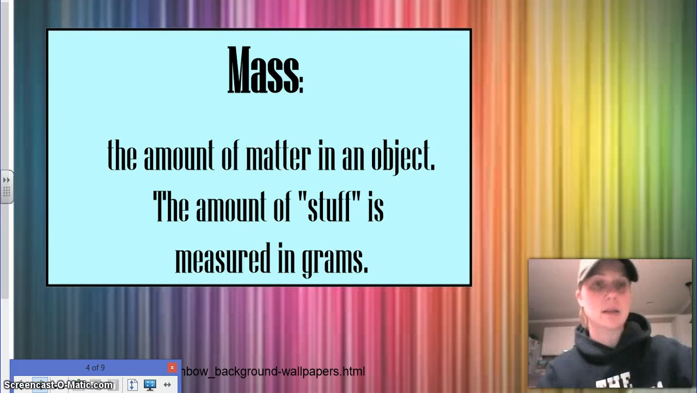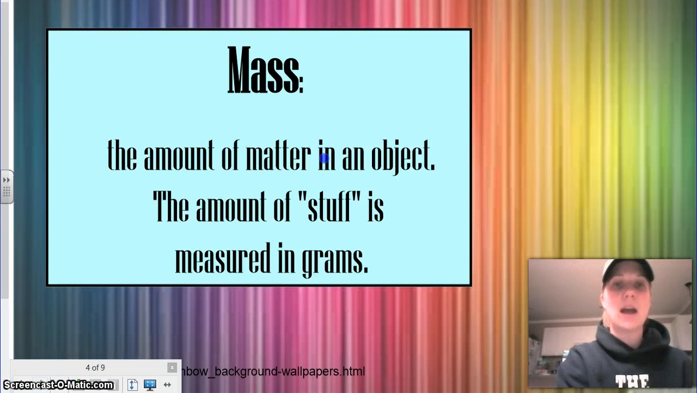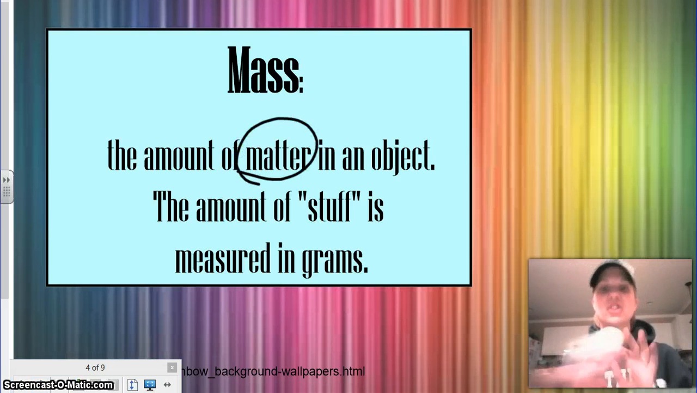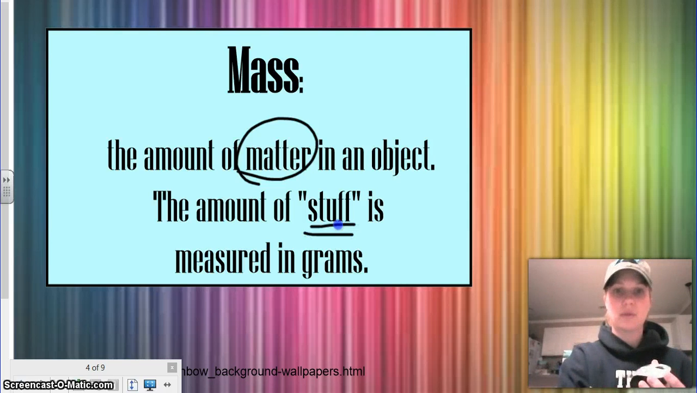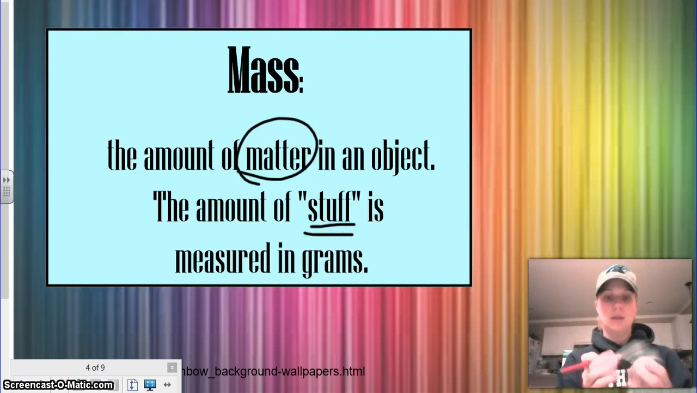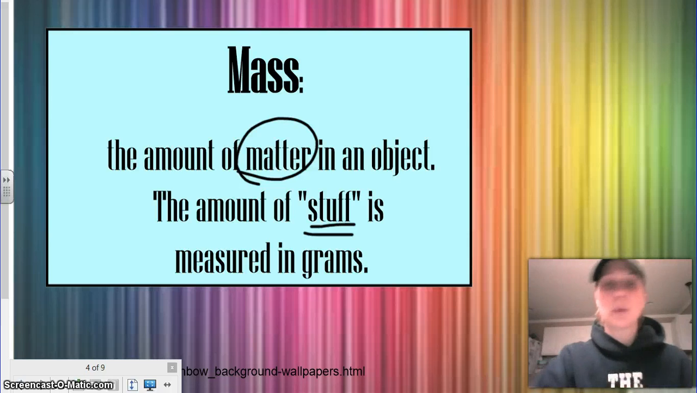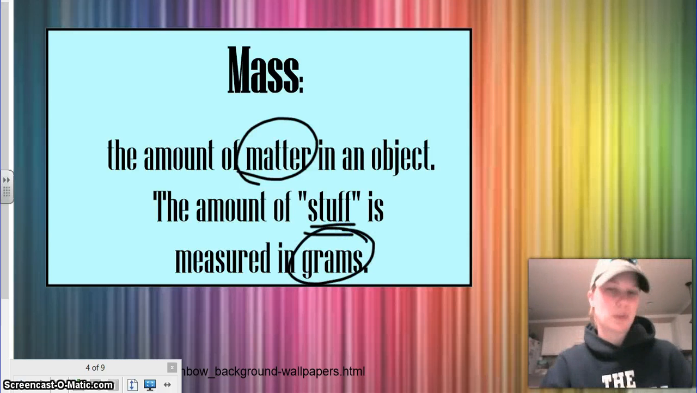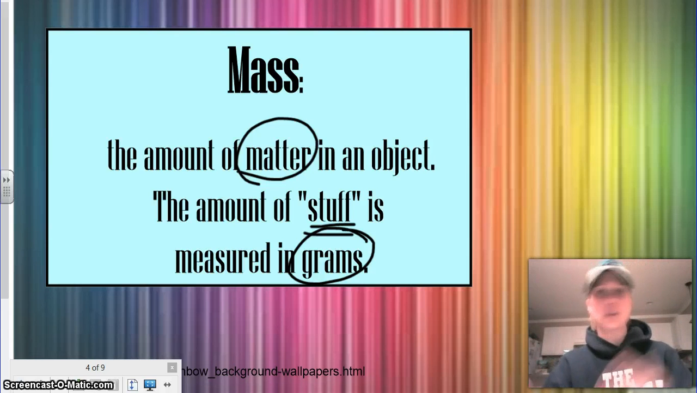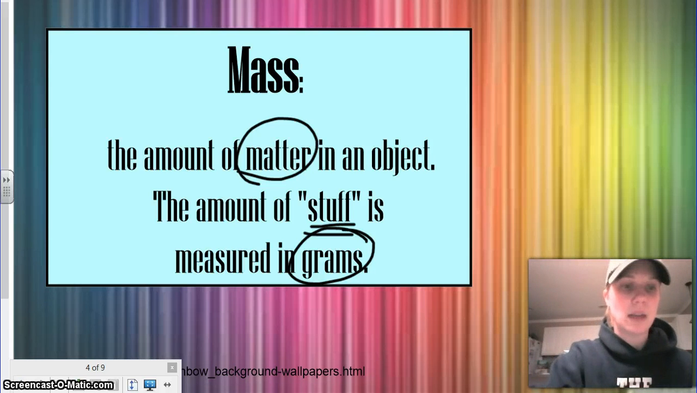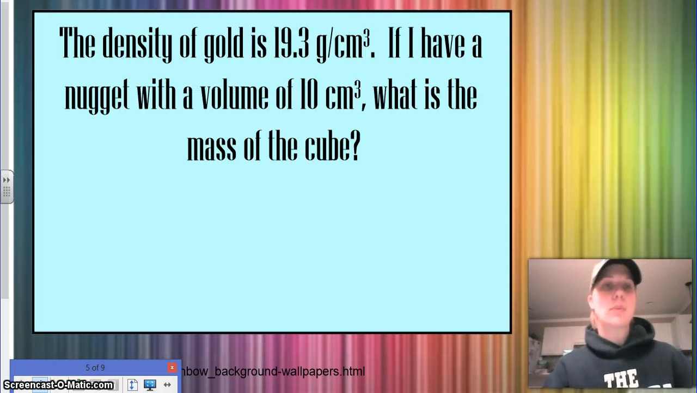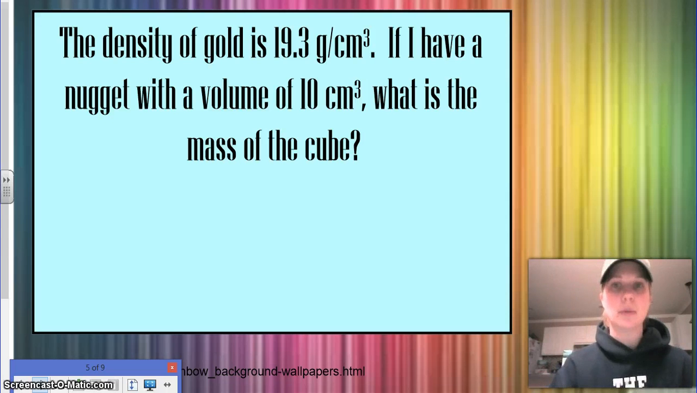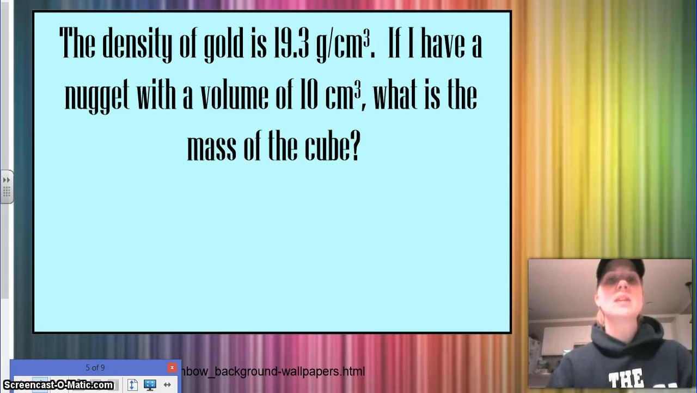The next one is mass. Mass is the amount of matter, the amount of stuff in this stuff, the amount of stuff I find in this mouse. And for us we usually measure it in grams. That's pretty much what you'll see. You might see kilograms, but that's an offshoot of grams, so it should make sense. So our problem: the density of gold is 19.3 grams per centimeter cubed. If I have a nugget with a volume of 10 centimeters cubed, what is the mass of the nugget?